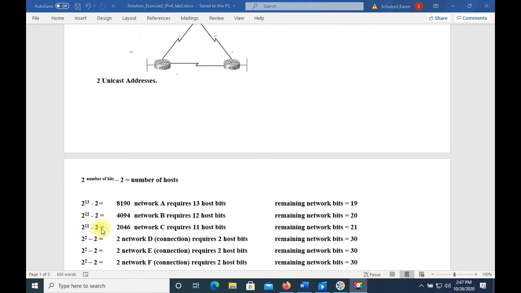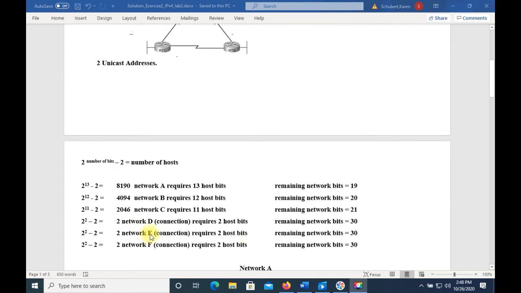Network C, we will need 11 host bits to accommodate 1200 hosts. If we subtract the 11 host bits from 32, we arrive at 21 network bits. The connection networks each only require 2 host bits, and therefore we will have 30 network bits for those networks.